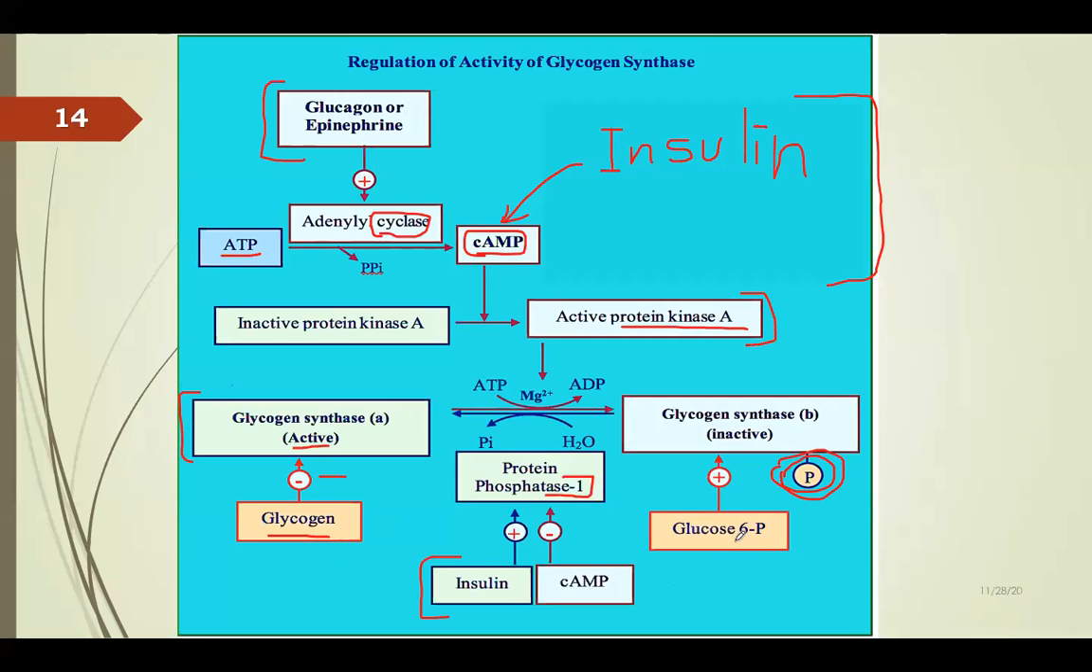If you have excess glucose 6-phosphate, I have to store the excess glucose in the blood in the form of glycogen, so there will be activation of the inactive enzyme. This is called allosteric activation. Allosteric activation means activation of the inactive enzyme by excess glucose 6-phosphate, because the body has to store the excess glucose. Okay? I have to stop here and ask you.